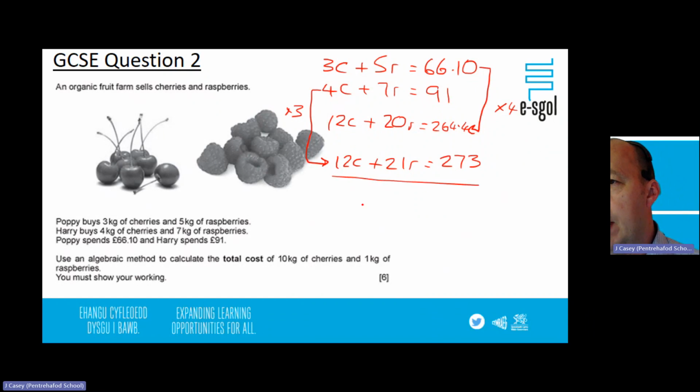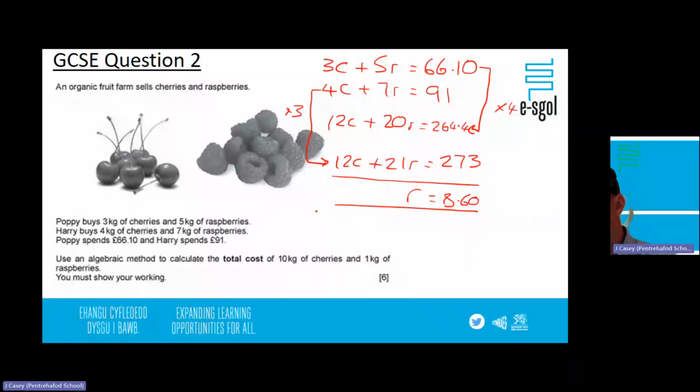Now I'm at that stage where I can take them away. So I can kind of do it in reverse here. I'm going to do the bottom, take away the top. That's the easiest way to do it. So 21R, take away 20R is just 1R. I can write that as R. And then 273, take away £264.40 is going to be £8.60.